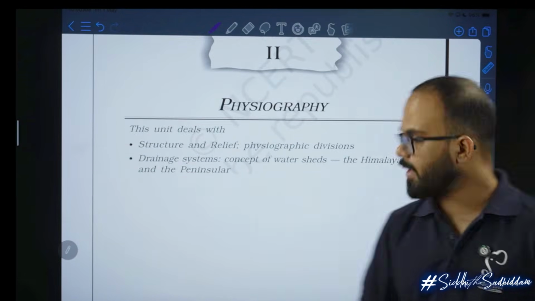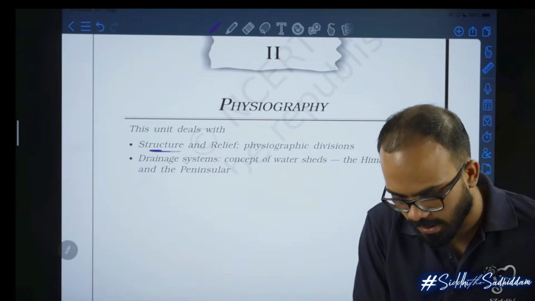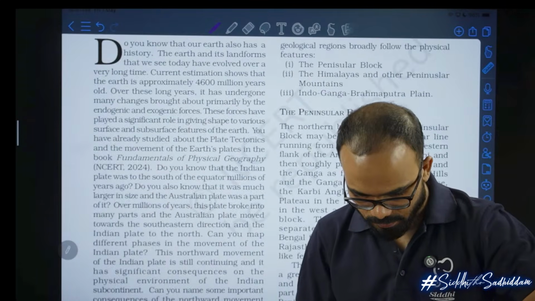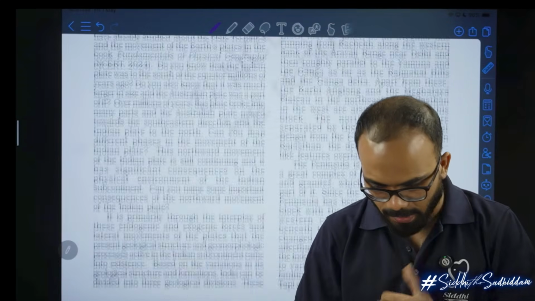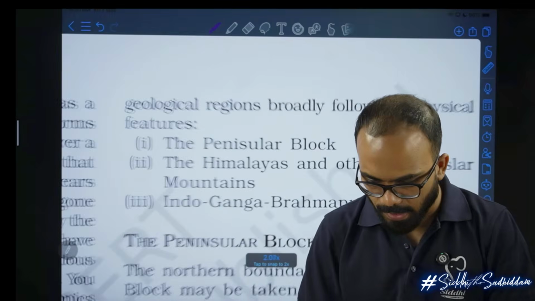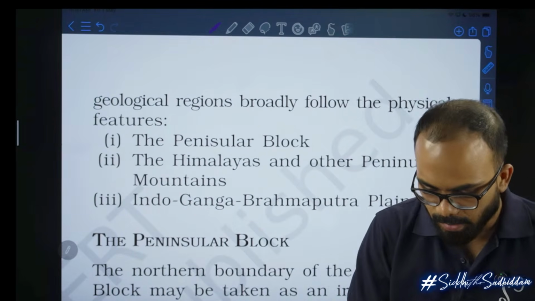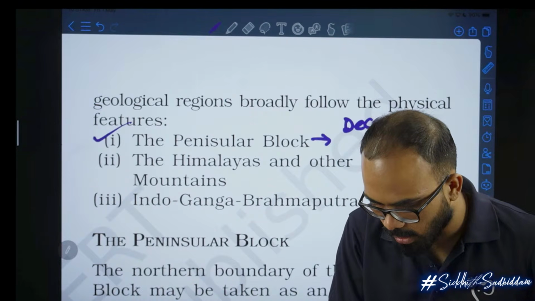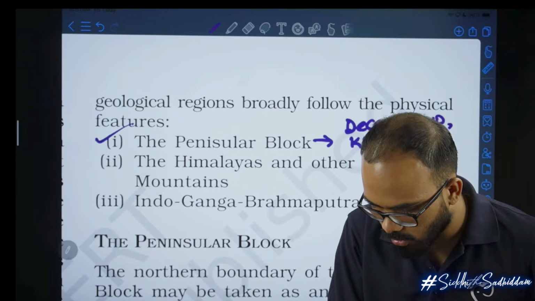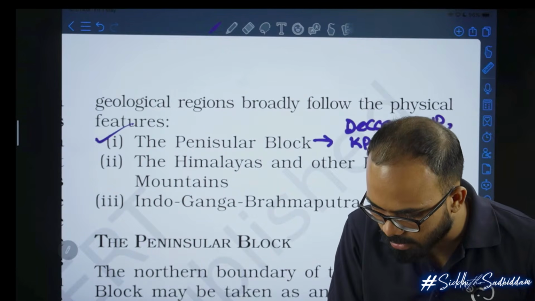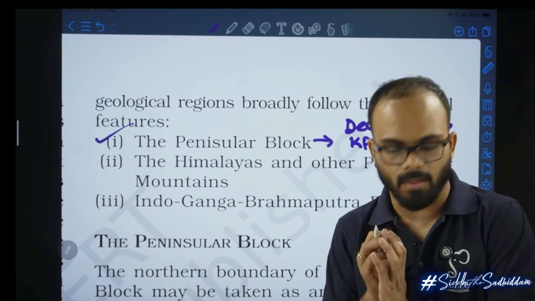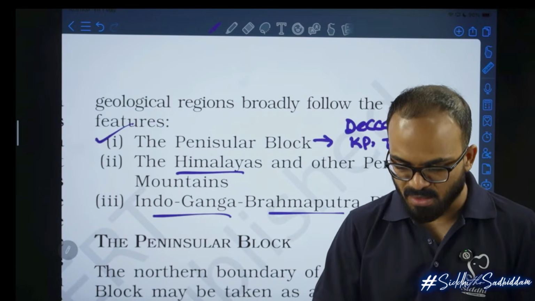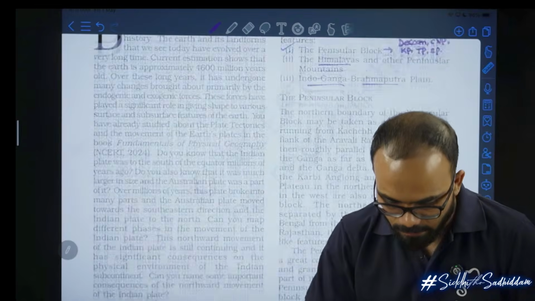So in Indian physiography, yesterday we discussed the chapter of structure and relief. Today I have to discuss drainage systems. I'll mark structure and relief first. In the structure and relief part, there are three major structures in India: Peninsular India covers Deccan Plateau, then Chota Nagpur Plateau and Karnataka Plateau, Telangana Plateau. The extension is Shillong Plateau. All this falls under the Peninsular block. Then we have Himalayas. Then we have Indo-Ganga Brahmaputra plain. These are the three broad and major physiographic divisions of India.